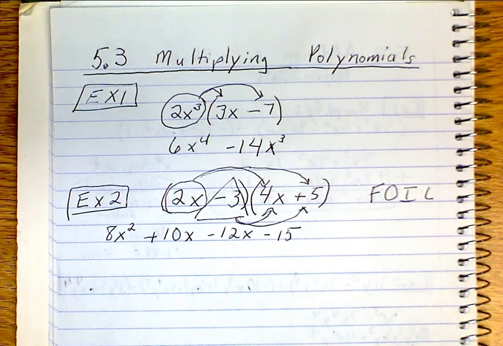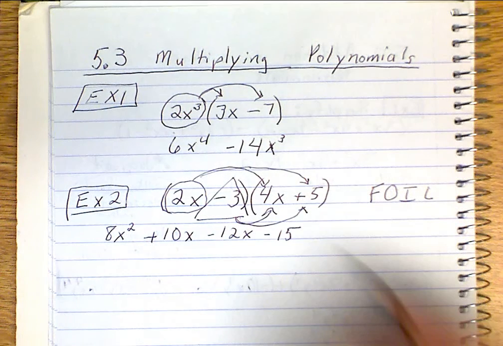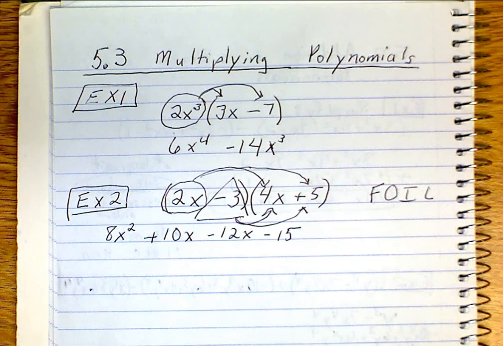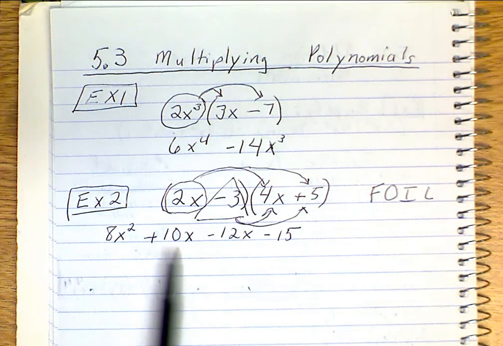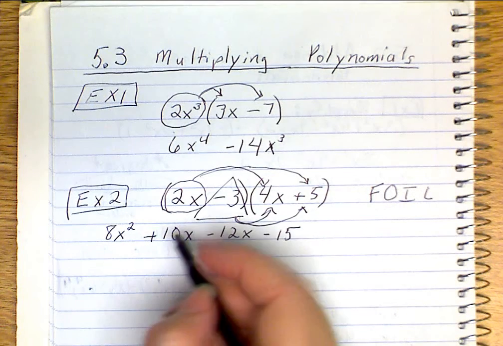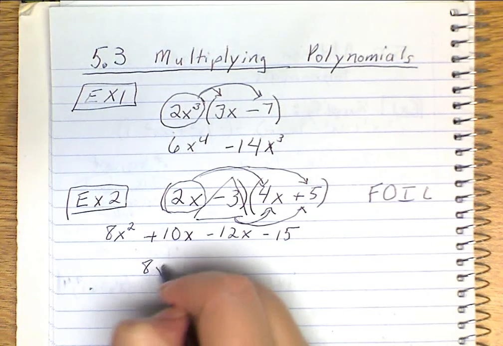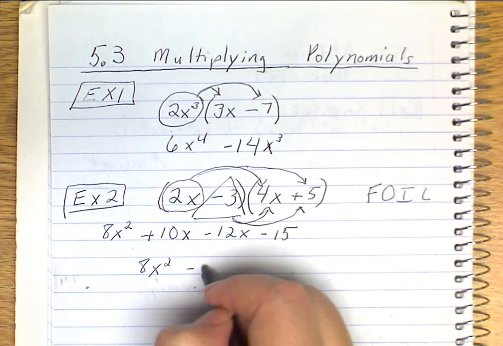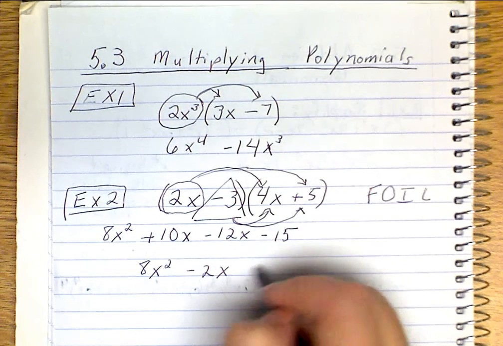Alright. What do we have to do now? Combine like terms. So we're going to combine these middle two. That gives us 8x squared minus 2x minus 15.